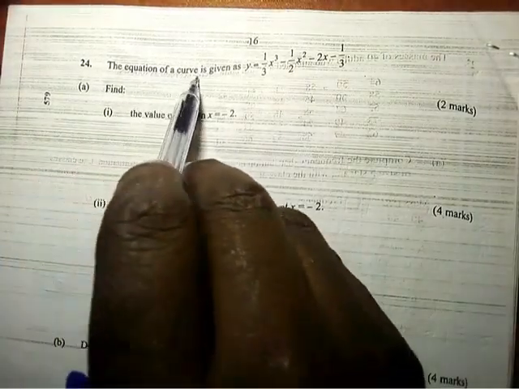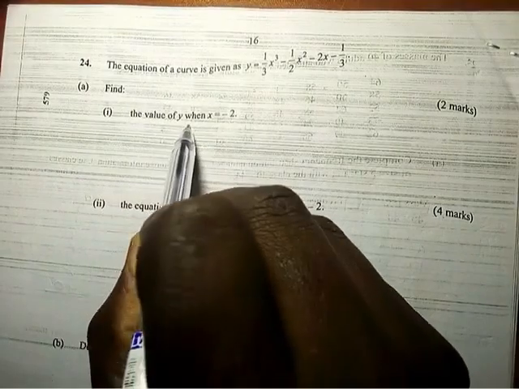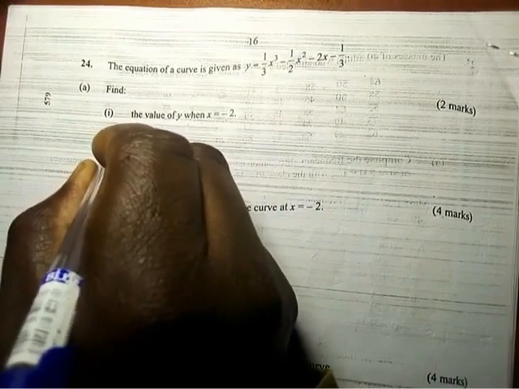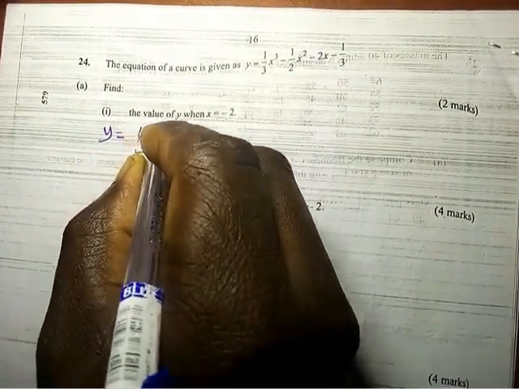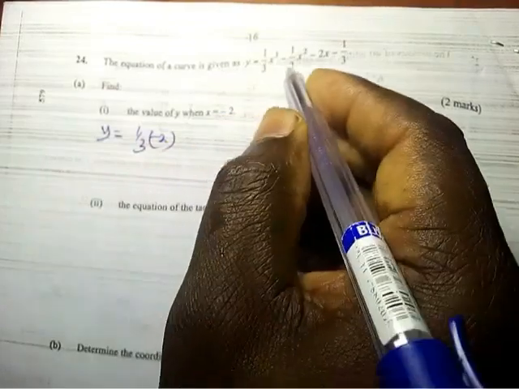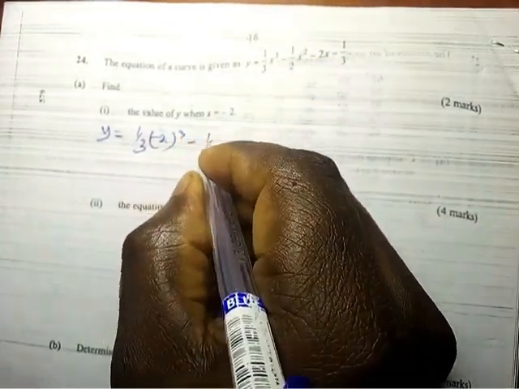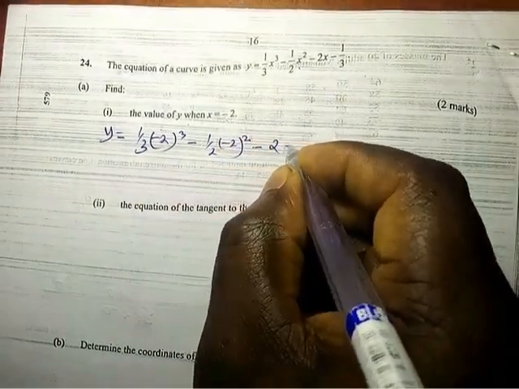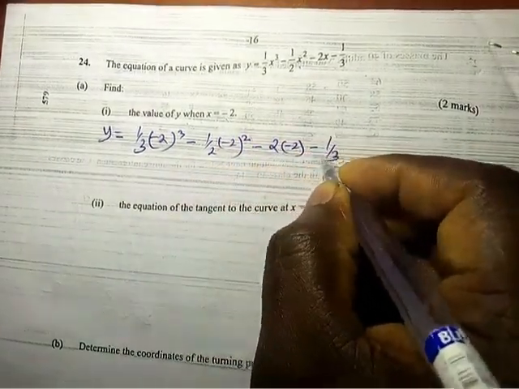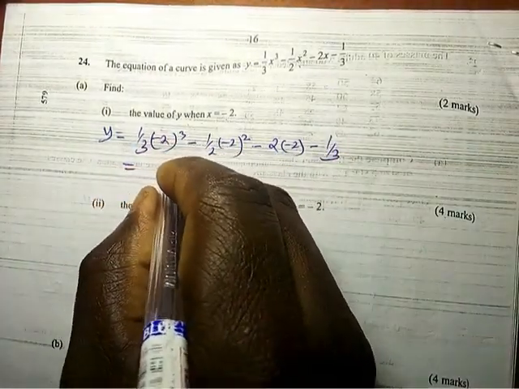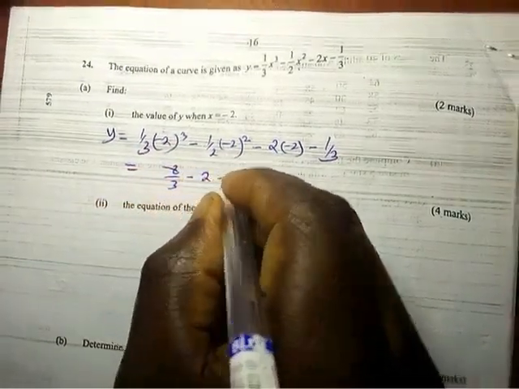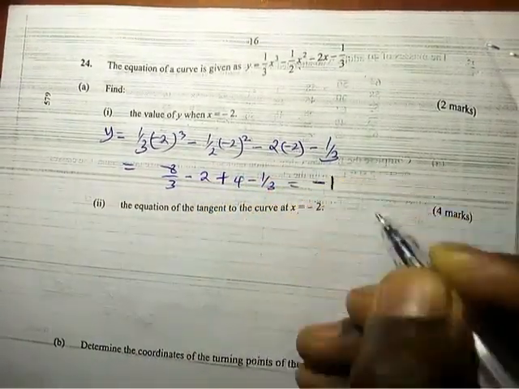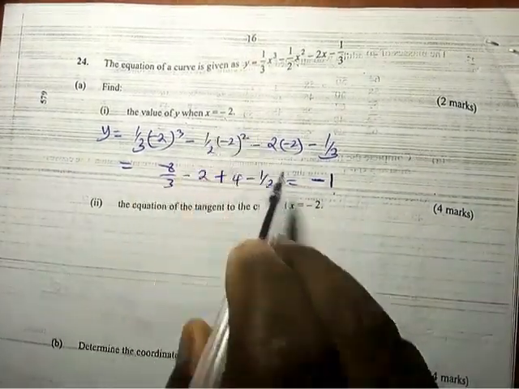The equation of the curve is given by this. Find the value of y when x is 2. So you take the y, and then you substitute. So y equals 1 over 3, instead of x we put negative 2 raised to power 3, minus 1 over 2 times negative 2 raised to power 2, minus 2 times negative 2, minus 1 over 3. This one will give us negative 8 over 3 minus 2 plus 4 minus 1 over 3. And the answer is negative 1. So y will be negative 1 when x is negative 2.